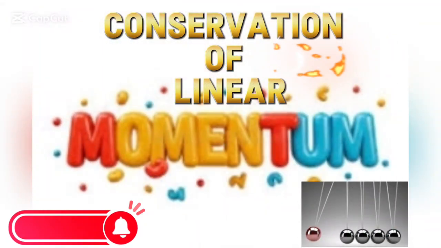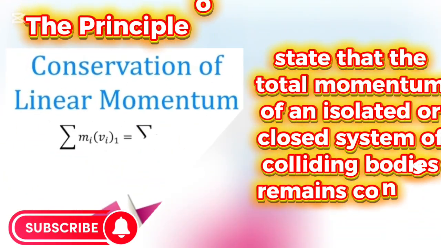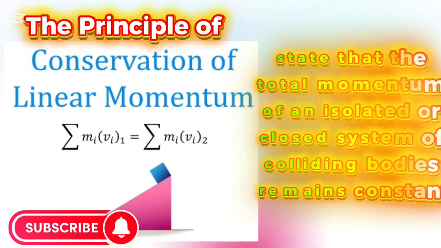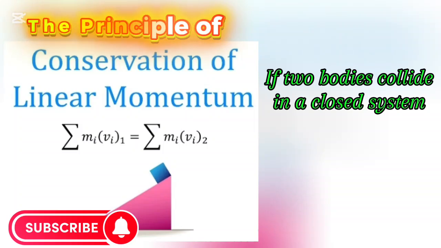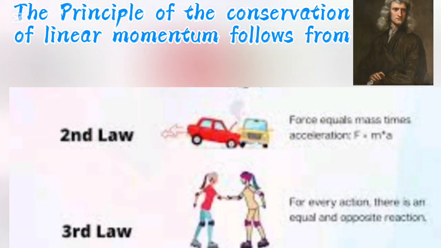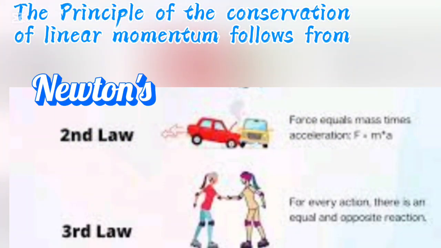Conservation of linear momentum. The principle of the conservation of linear momentum states that the total momentum of an isolated or closed system of colliding bodies remains constant. That is, if two bodies collide in a closed system, the total momentum after the collision is equal to the total momentum before the collision. The principle of the conservation of linear momentum follows from Newton's second and third laws of motion.